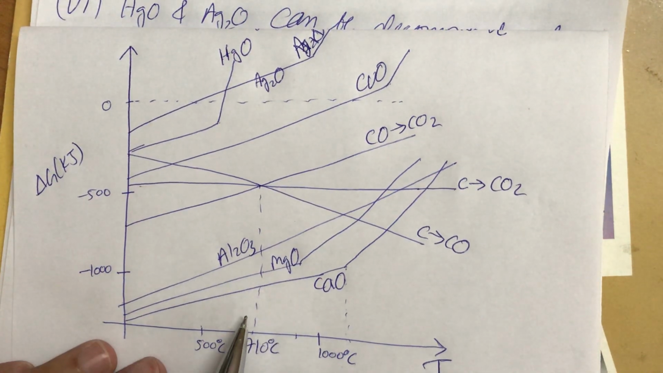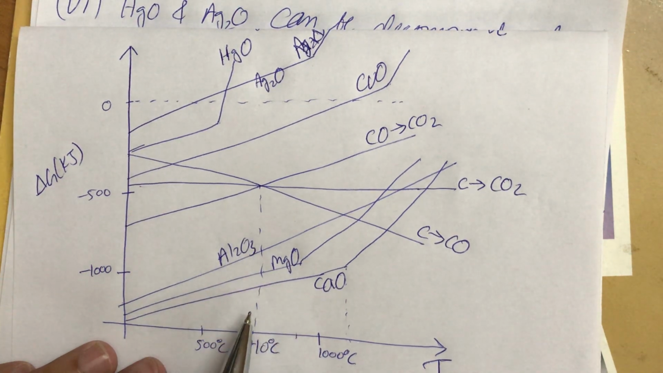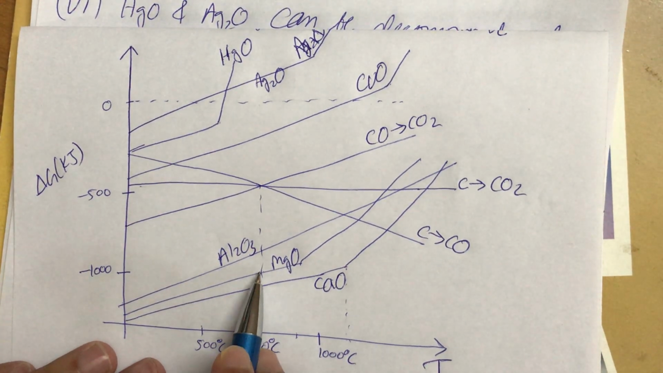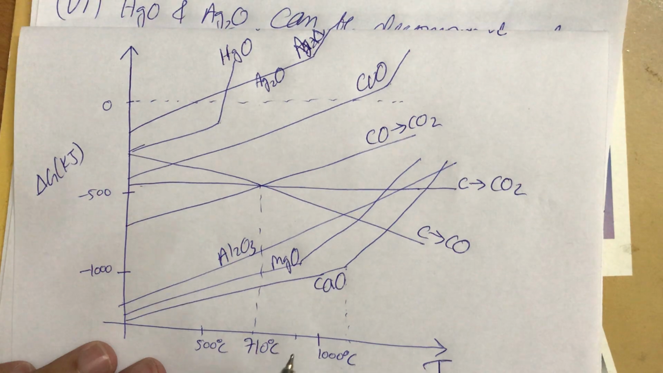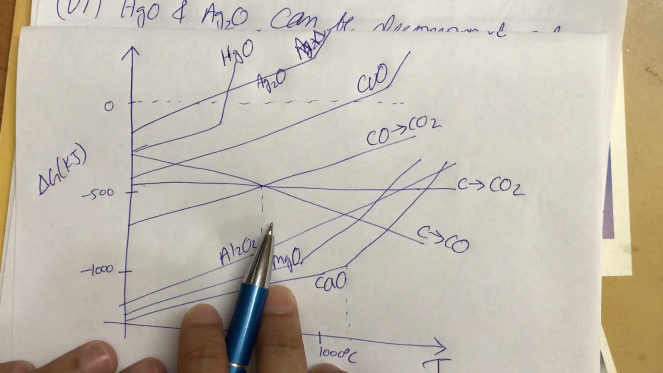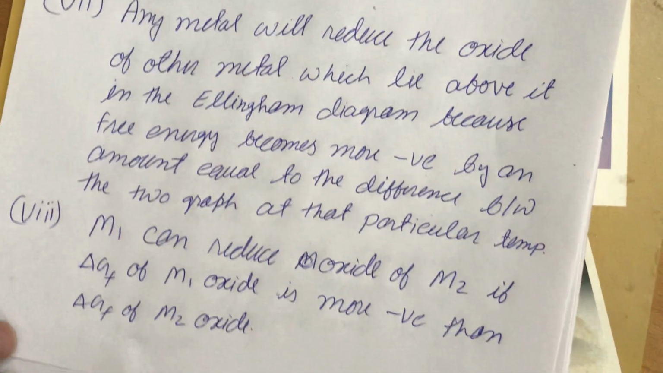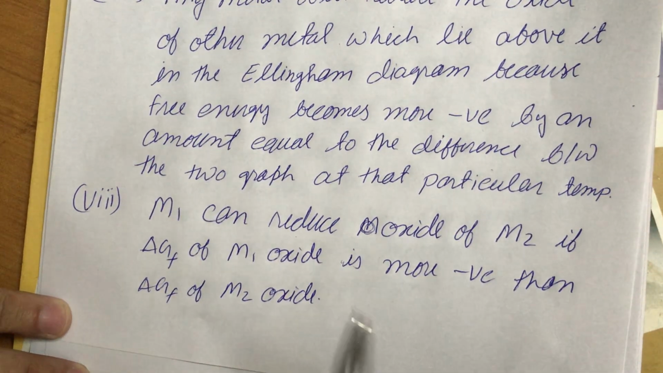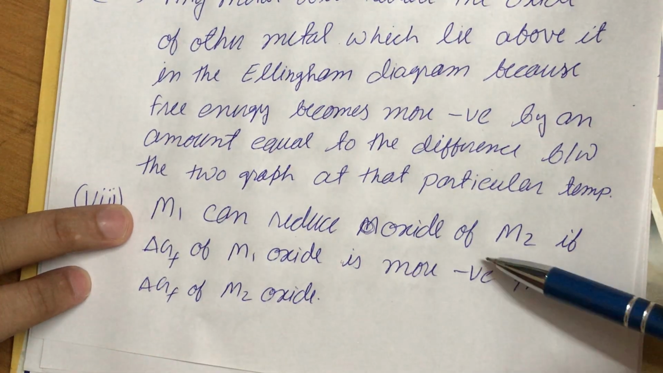So if you take any metal from the lower line and any oxide of the upper line, the upper oxide can be reduced by any metal which is present below it in the Ellingham diagram, and the value of delta G for such a reaction is the difference between the two lines at that particular temperature. So delta G becomes more negative if any metal which is present below reacts with the oxide present above it. See this point. Next point, M1 is any metal which can reduce the oxide of M2.